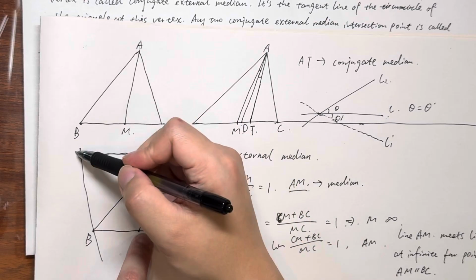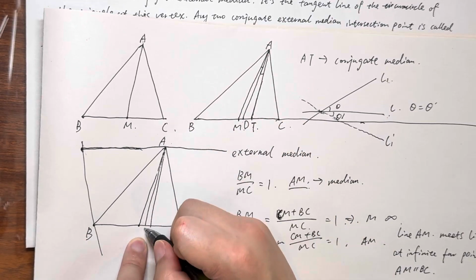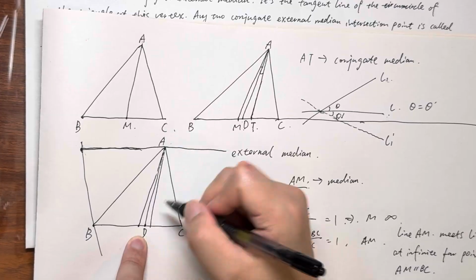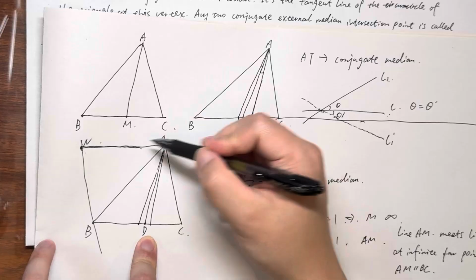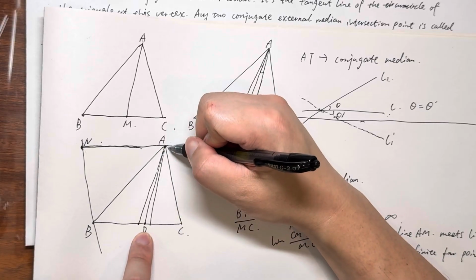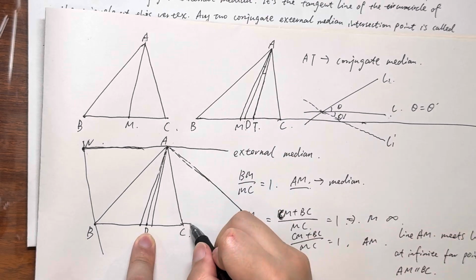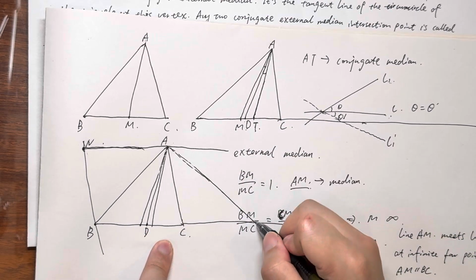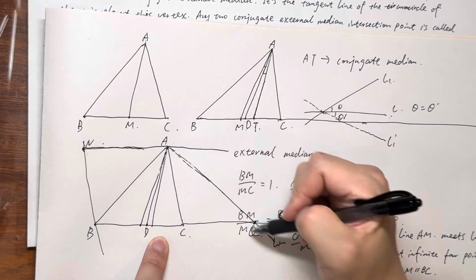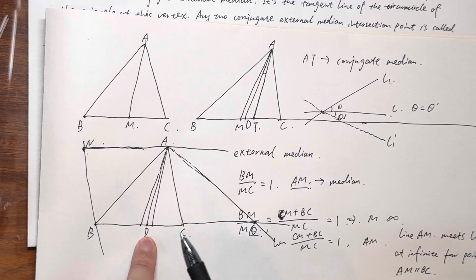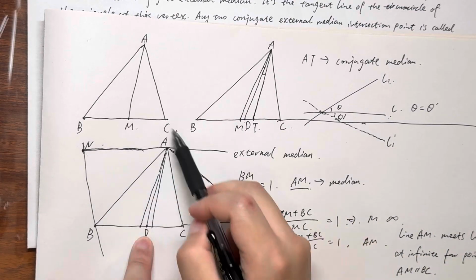And for here, we already have the external median, and we find the angle bisector line here, which is AD. We find AD here, and we find the symmetrical line of, let's call it AN, with respect to AD, which is this line. Let's say it meets BC at another point, for example, call it Q. Then AQ would be the conjugate external median, right? It's conjugate to the external median.